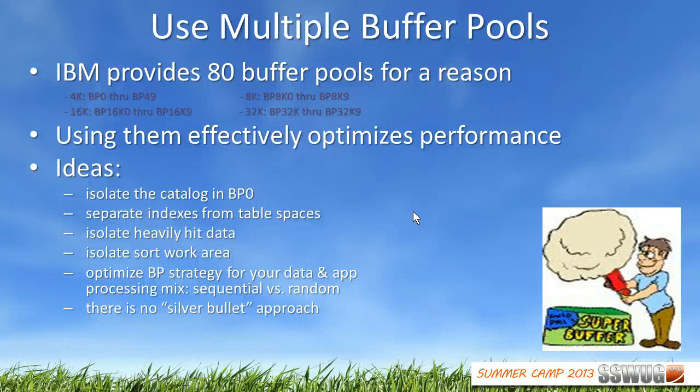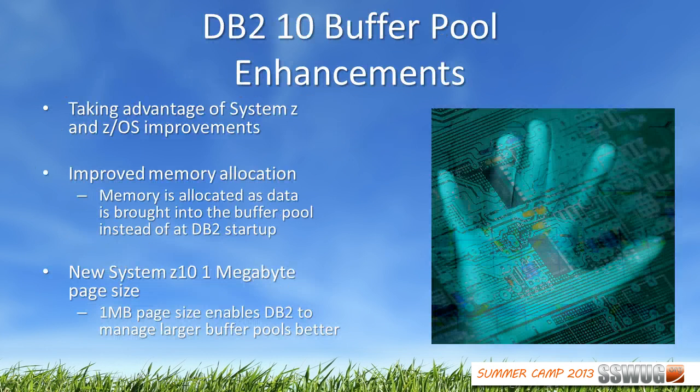But really, using more than just that can be very helpful. Other things to do: look at your heavily hit data, maybe put it in a special buffer pool. Your sort work data, I like using BP7 for that because it matches up with the DSNDB07 sort workspace. Really though, there's no silver bullet approach. Work around with it, see what works best at your shop, but use multiple buffer pools.